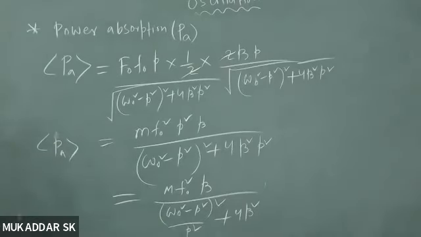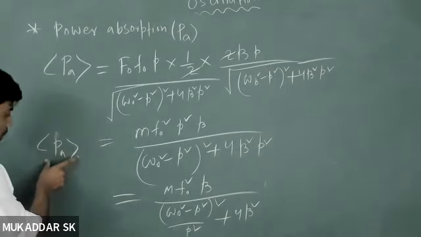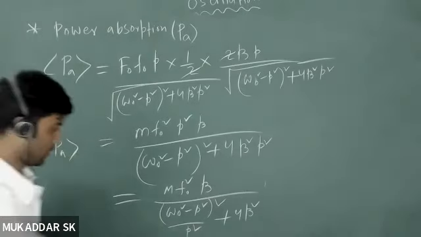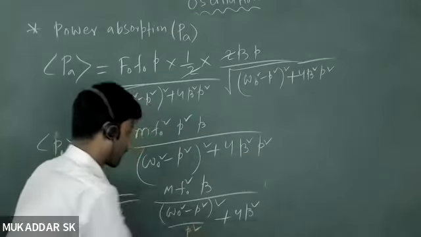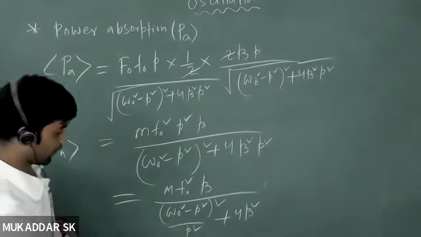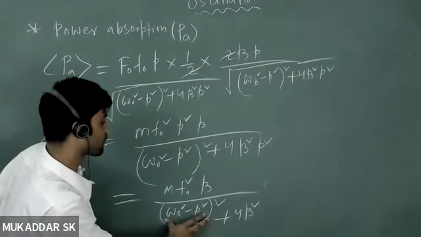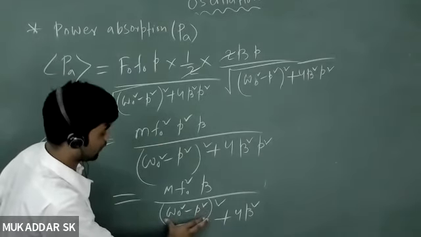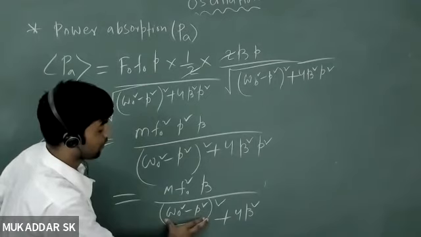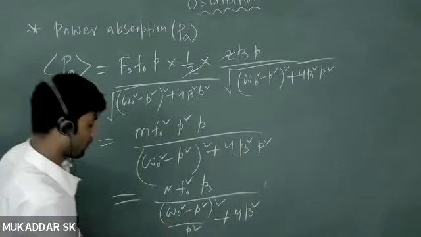Now, for your power to be maximum power absorption, what has to happen? The denominator has to be minimum, right? So this will be minimum only when this term will be minimum, right? And what can be the minimum value of this?